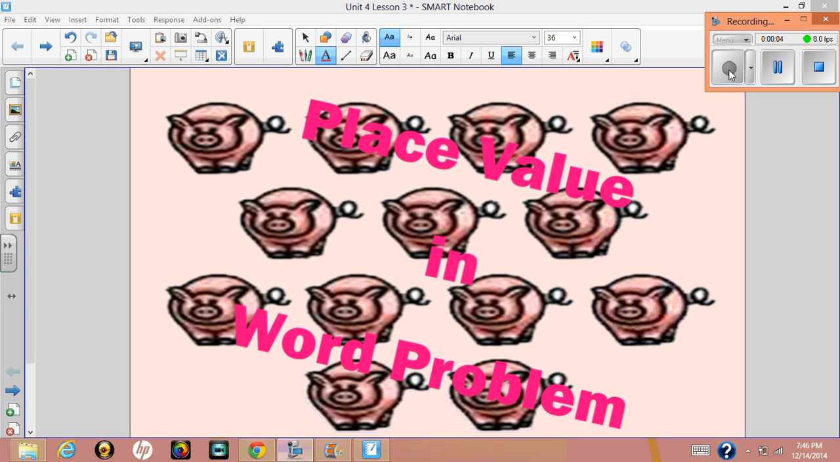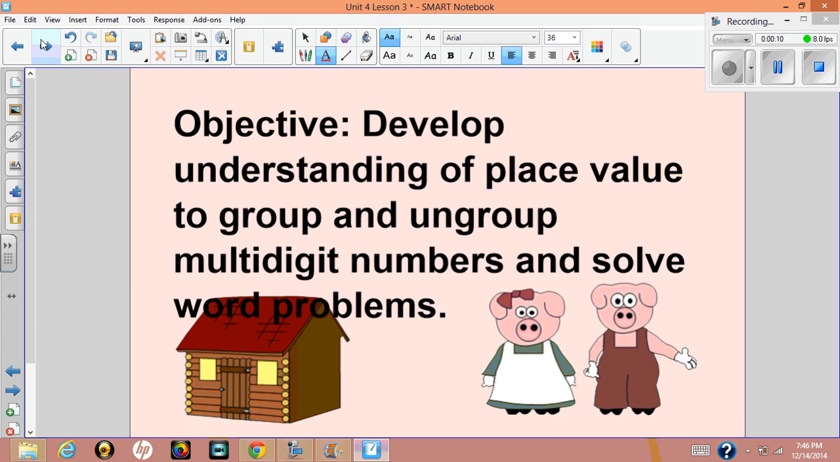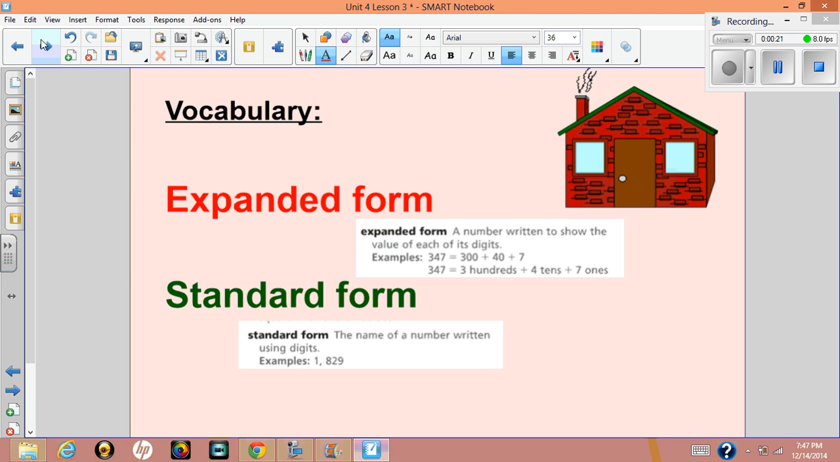Today we are going to be discussing the place value in word problems. The objective is to develop understanding of place value to group and ungroup multi-digit numbers and solve word problems. The two vocabulary terms we're going to be looking at are expanded form and standard form.